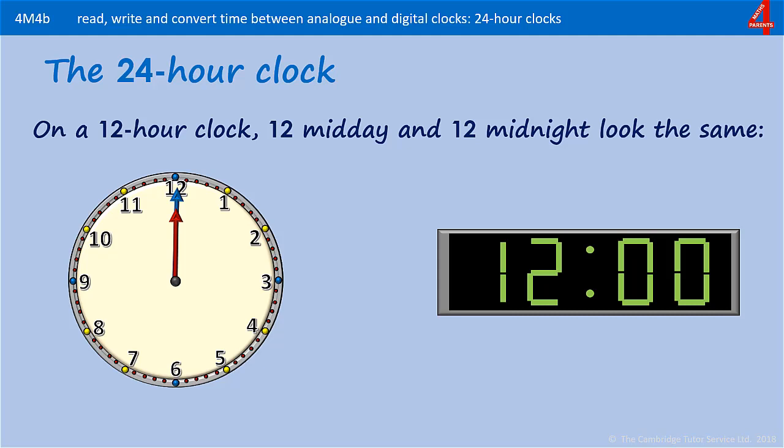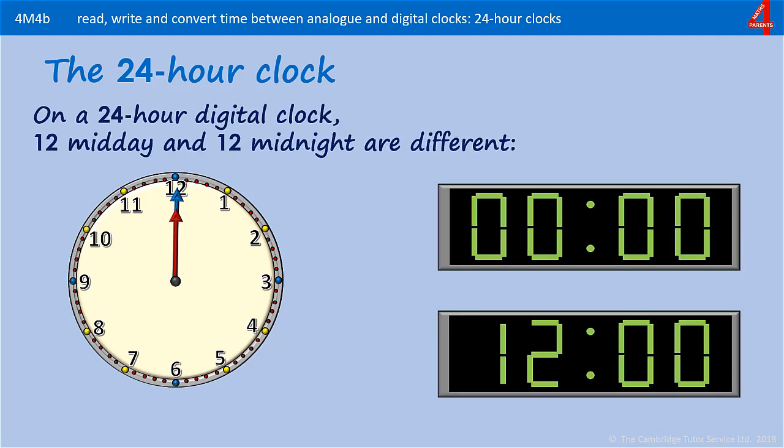In this video, we're going to compare digital and analog clocks using the 24-hour clock. Remember from the previous video that on a 12-hour clock, midday and midnight look exactly the same. Both will say 12 o'clock. On a 24-hour digital clock, midnight and midday look different. Midnight is all zeros. Noon or midday will show 12 hours.